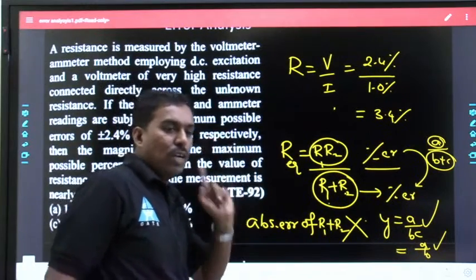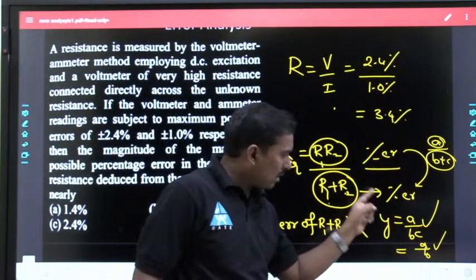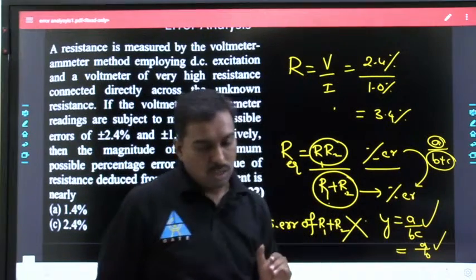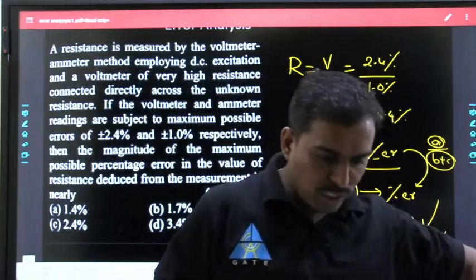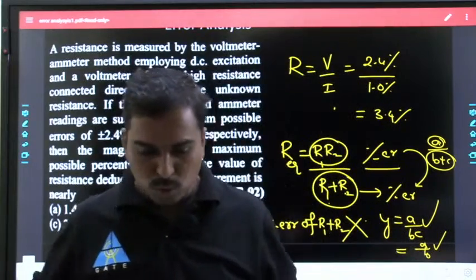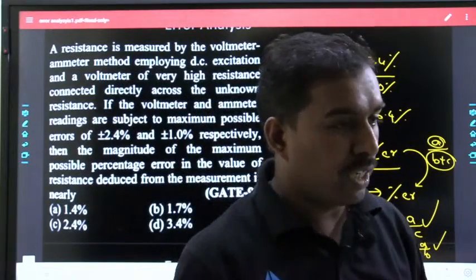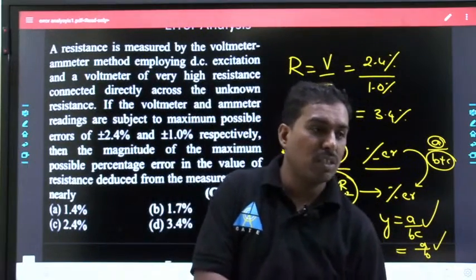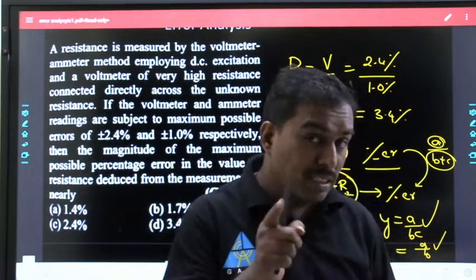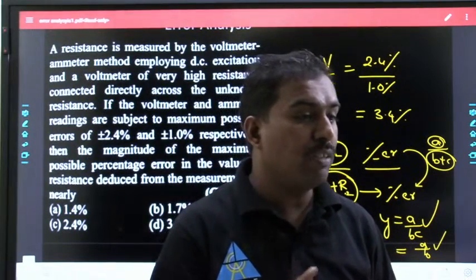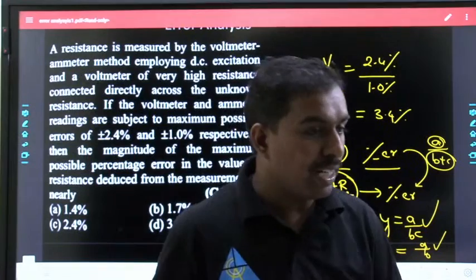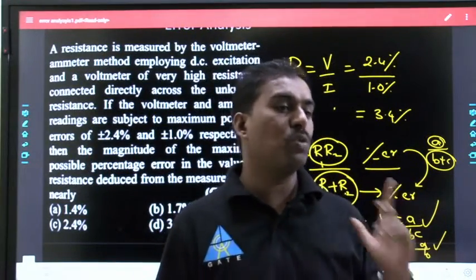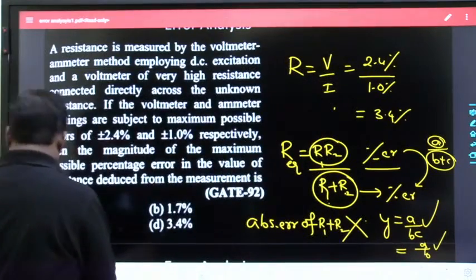All of you understood. Why? Because this is not the percentage error of individuals. This is the percentage error of R1 plus R2. So what did you do? You took the absolute error of R1, the absolute error of R2, added both, and got the absolute error of R1 plus R2. That is the absolute error. From that you are getting the percentage error of R1 plus R2. Got it? It is not individuals, not individuals. Clear? That's why in these questions, especially in the parallel combination of resistors, you cannot use that method. Chalo.